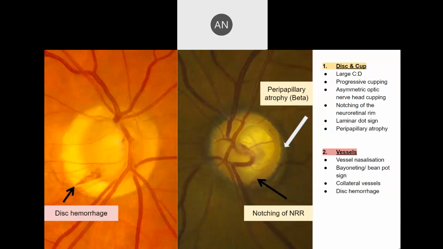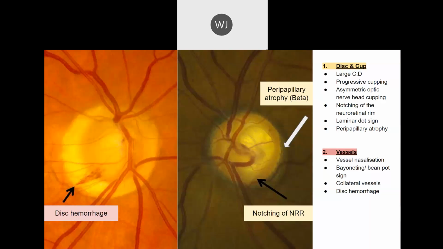So there are a few more other features of POAG on the fundoscope. The first one will be this hemorrhage, as you can see on the left photo, on the first photo. And on the second photo, you can see two things. One of which is a peripapillary atrophy, beta. And in this photo, actually, there is both beta and also alpha peripapillary atrophy. You can note the color difference surrounding the neuroretinal rim or the disc.